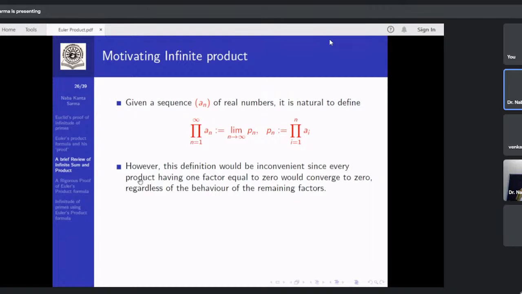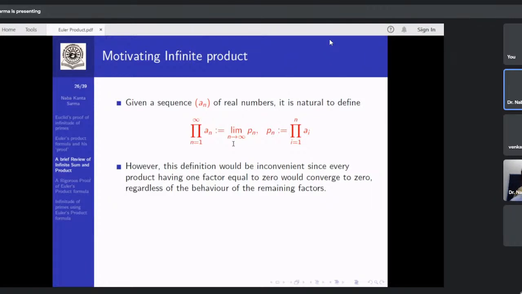The problems are what? Suppose this definition would be inconvenient, since every product having one factor equal to 0 would converge to 0. So if we allow this without any restriction, what happens? In case of sum, we do not have that problem. If one term is 0, then the sum will not be 0. But in case of product, even if one term is 0, the product of all the numbers will be 0. So that means we have to say that whenever one term is 0, then whatever happens with the other terms, the product will converge to 0.